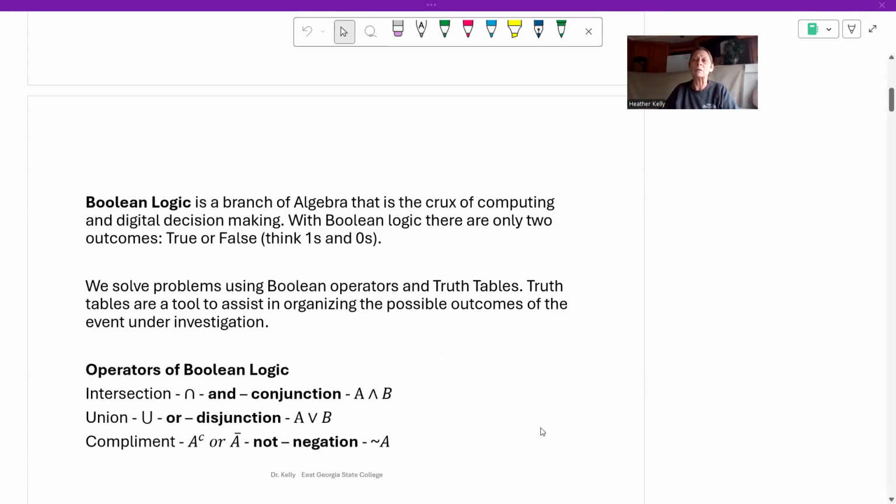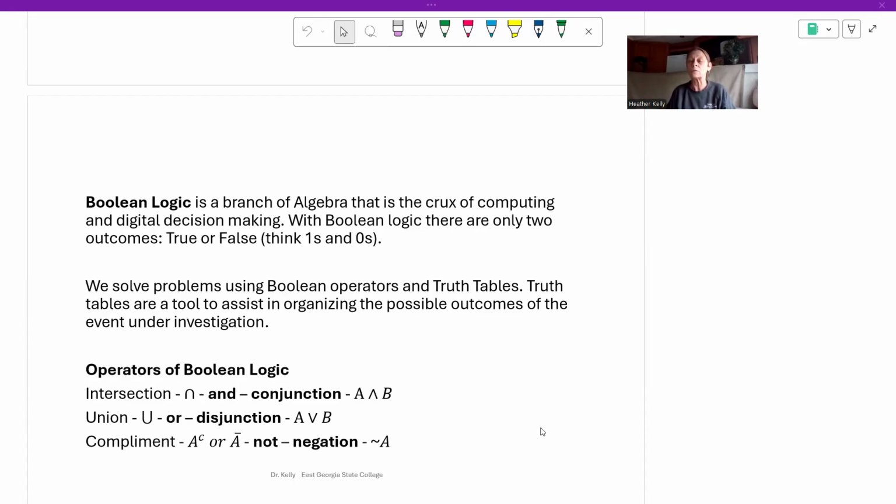What we're going to be talking about is something called Boolean logic. It's a branch of algebra, and basically it is the crux of how your computer makes decisions, how your computer even runs. Boolean logic is based on the idea that there are only two answers. It's either true or false, and that can be translated to zeros and ones, and that's why computing is based on Boolean logic.